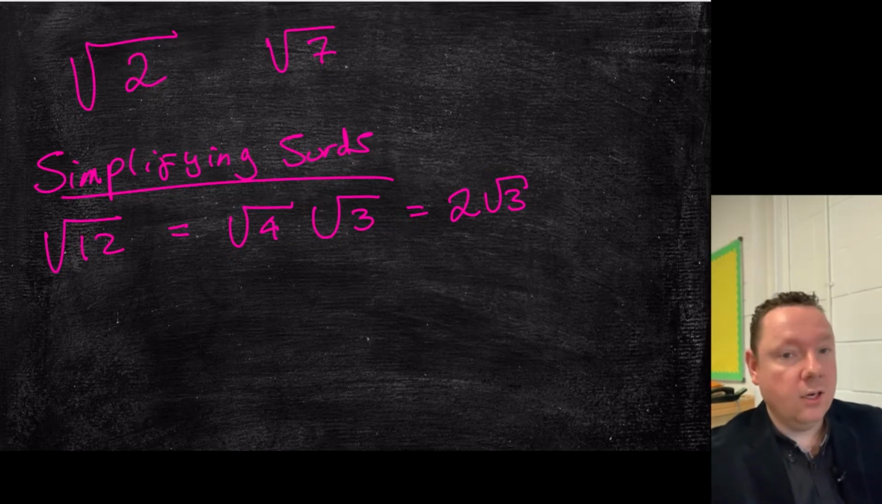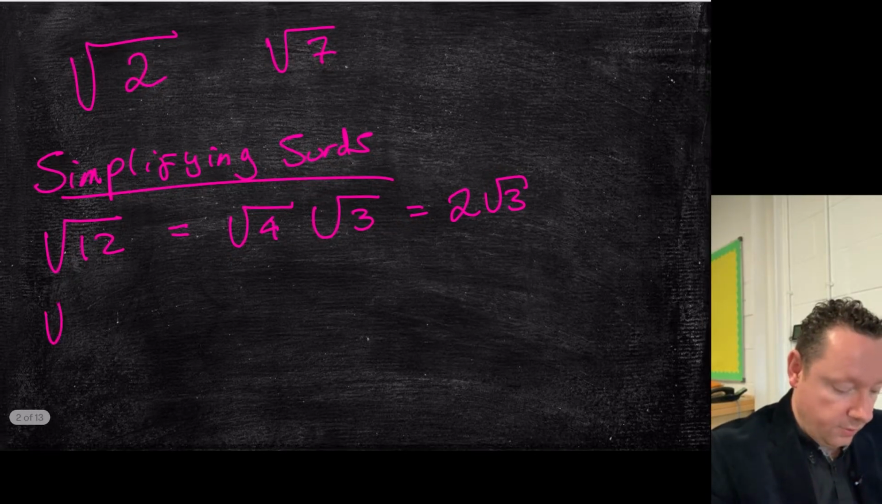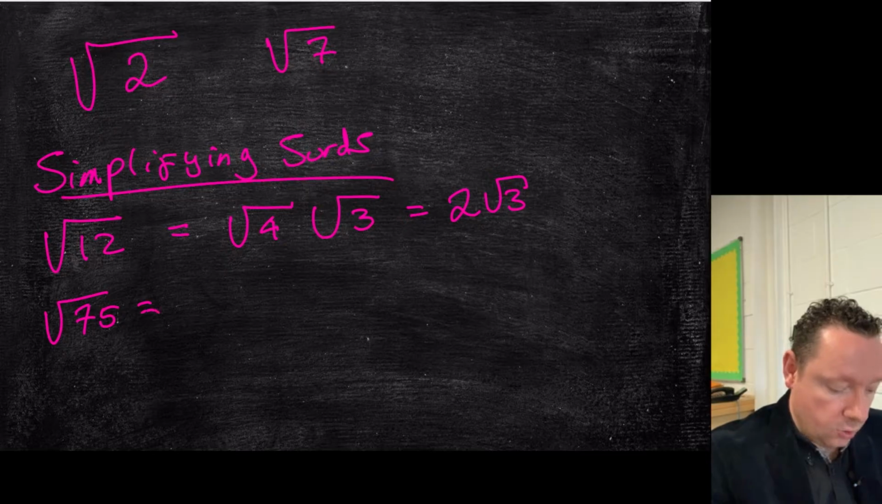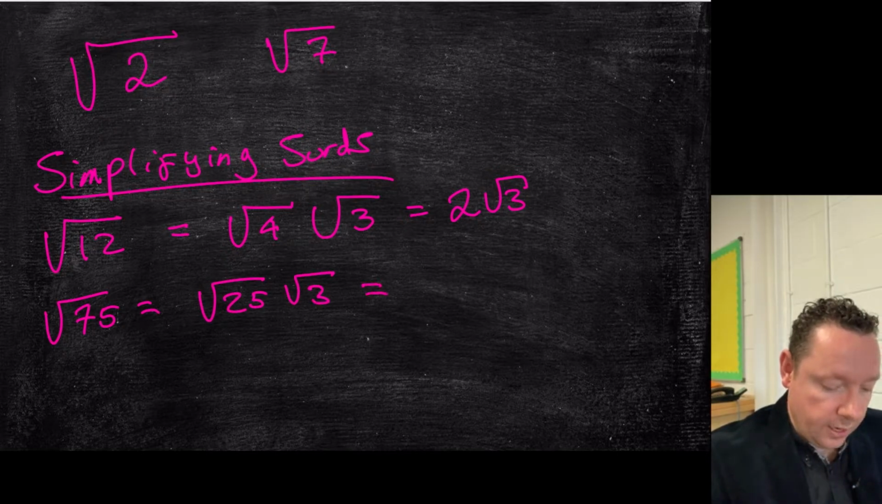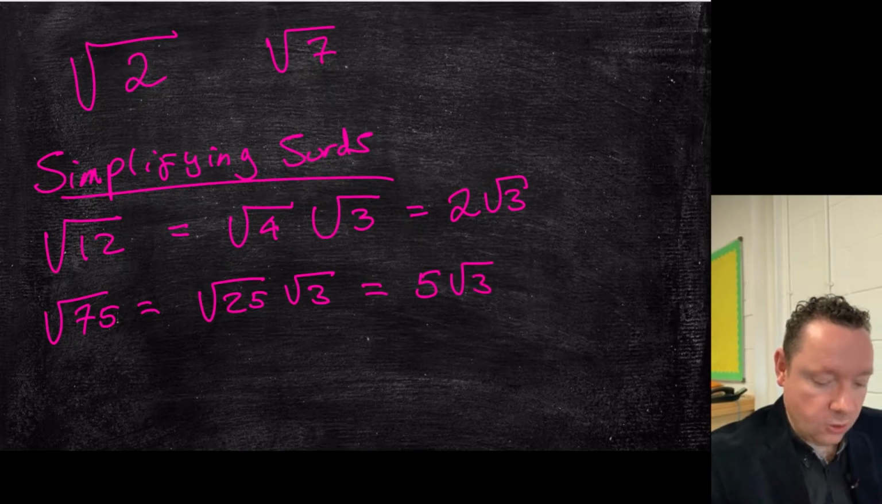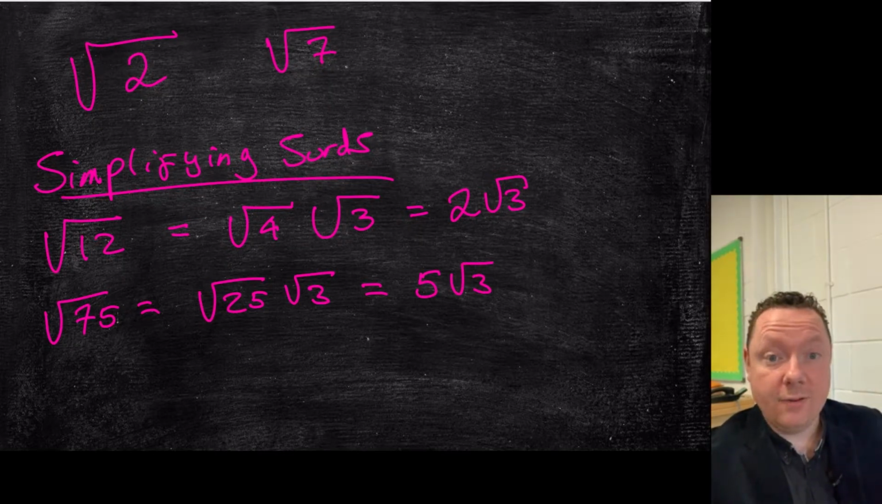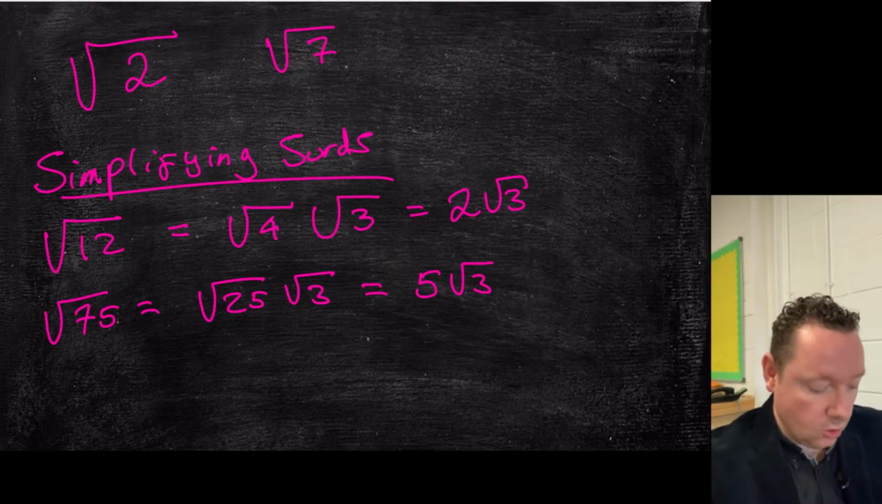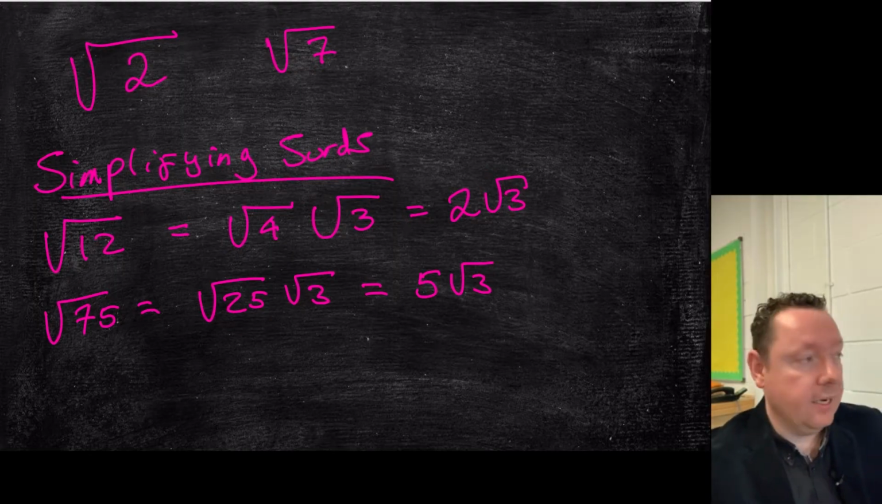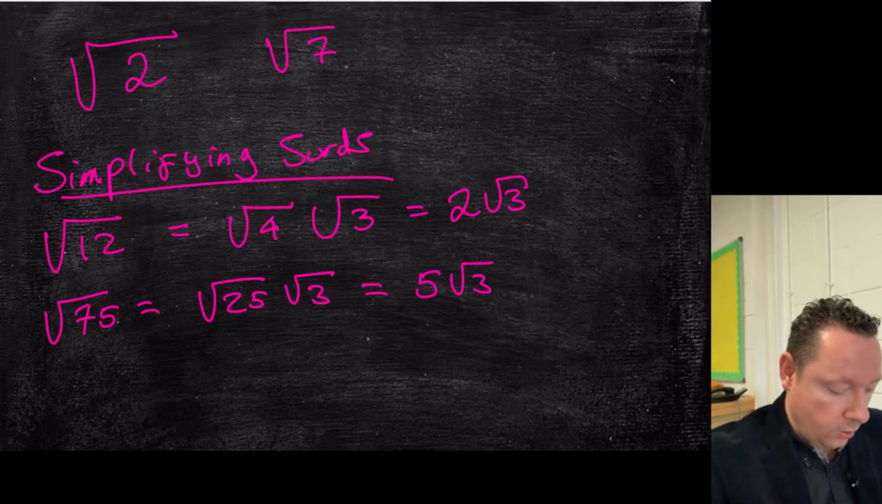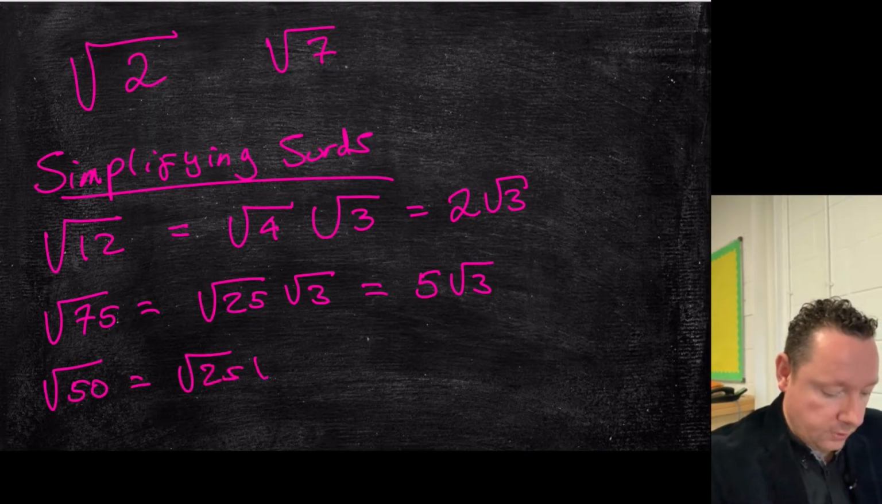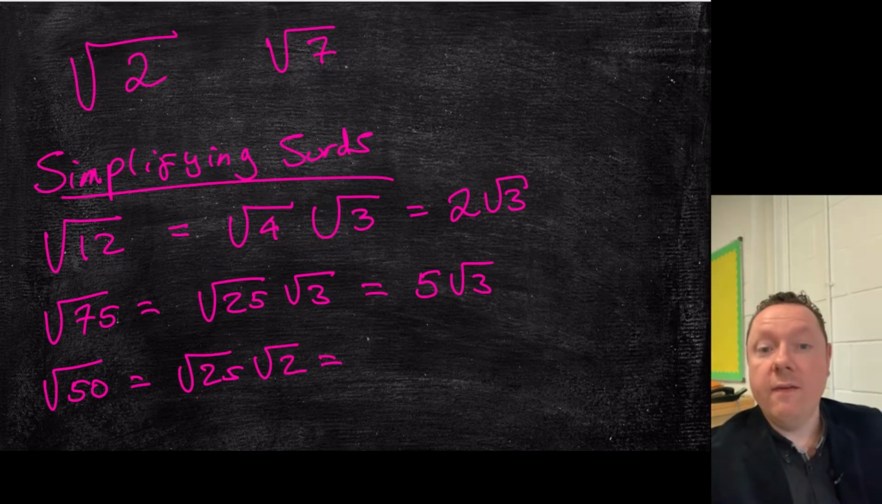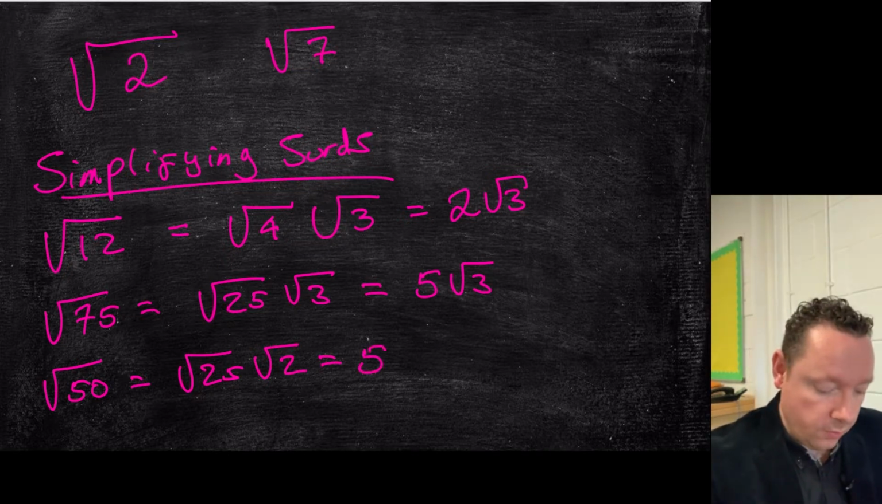Let's take a look at a harder example, the square root of 75. Well, 25 is a square number, so 25 times 3, so I get 5 root 3 because the square root of 25 is 5. Let's look at one which does not have a 3 in the answer. Let's look at the square root of 50. Again, that's 25 times 2, well that is 5 root 2 because the square root of 25 is 5, but I can't square root the 2.